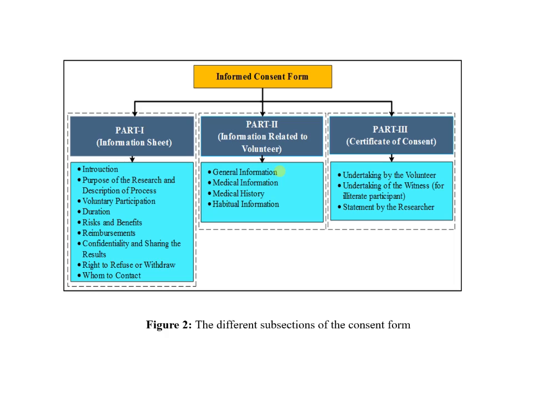The habitual information is mostly related to their food habits or their consumption of any drug or alcohol. Then the third part is the certificate of consent. It involves both the undertaking by the volunteer and the undertaking of the witness if there is an illiterate patient who doesn't know how to read or write. Then the statement by the researcher.